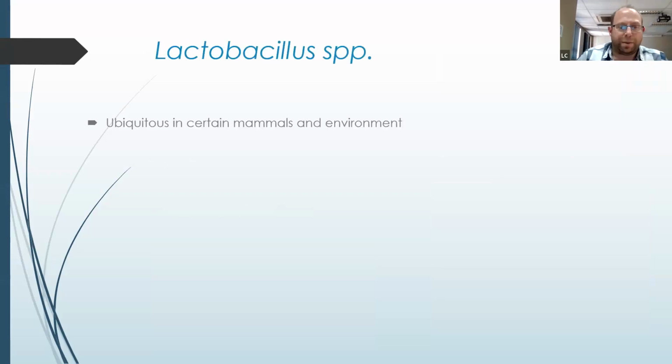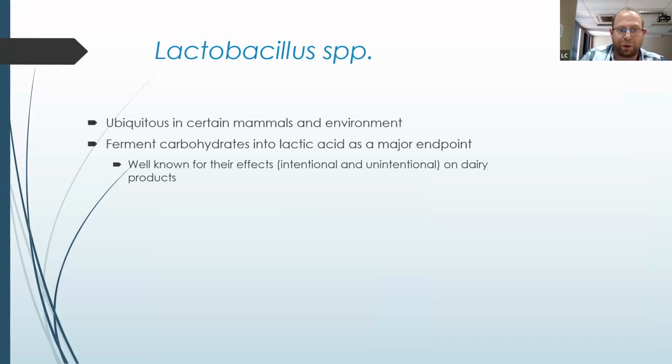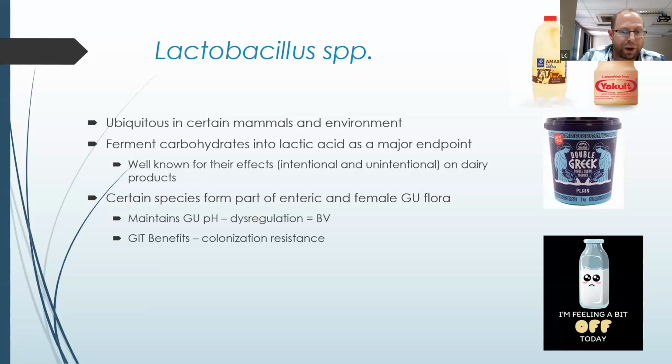Lactobacillus, again, is ubiquitous in certain mammals and the environment. They ferment carbohydrates into lactic acid as a major endpoint. And again, we know this from the effects, which are intentional and sometimes unintentional, in all sorts of dairy products. Certain species form part of enteric flora and the female genitourinary flora, where they maintain an acidic pH within the vagina. And dysregulation of that can result in bacterial vaginosis.